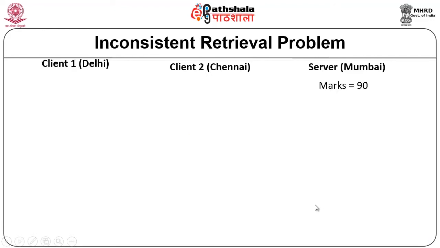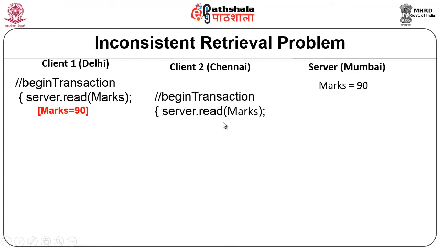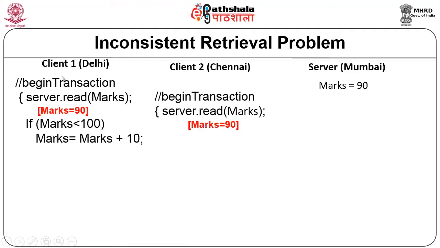The next problem is called the inconsistent retrieval problem. Here, let's assume the marks is 90, and we execute the same client on marks 90. So, it reads the value of 90. This also reads and gets a value of 90. Now, it makes a change and the value becomes 100 because it adds, and then it writes to the server.